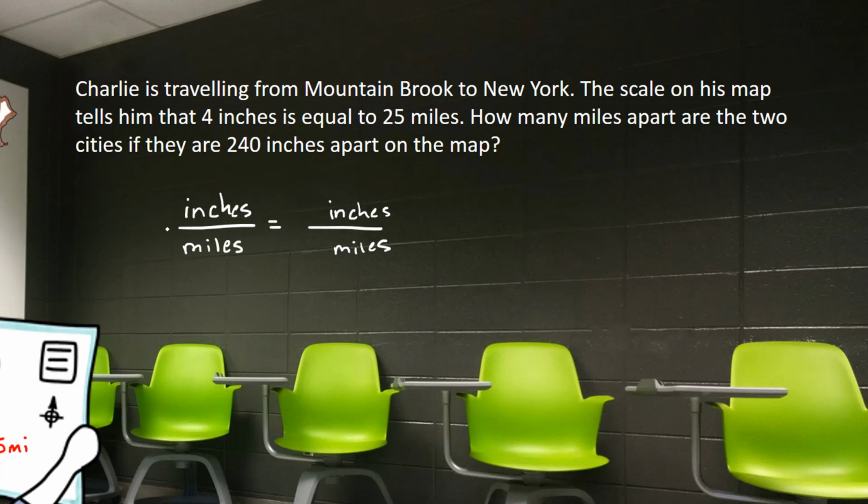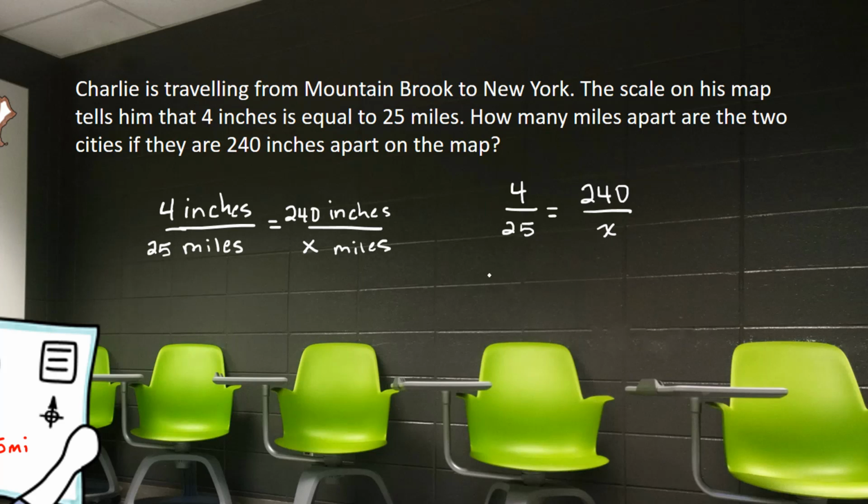So on our map, for the scale, 4 inches is equal to 25 miles. And on our map, the two cities are 240 inches apart. We want to know how many miles apart they are. So that's x. That's my variable. So really, what we have is 4 over 25 equals 240 over x. And there's several ways we could solve this.